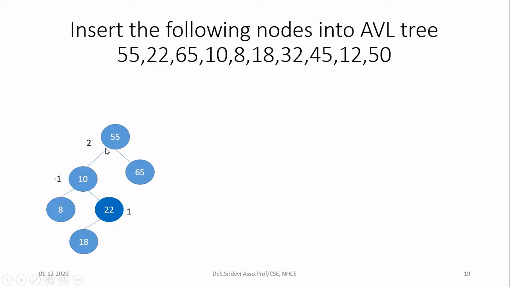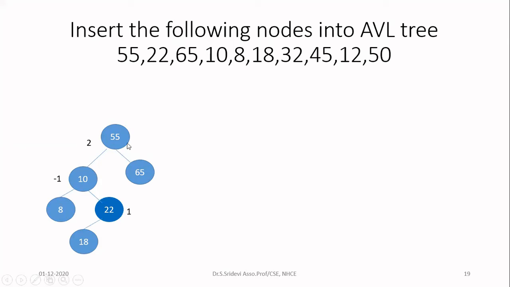Then for 55, now you can focus here. There are 2 paths in the left subtree. One path is connecting 55, 10 and 8. Another path is connecting 55, 10, 22 and 18. 2 paths are there. You have to consider the longest path height only. So height of the longest path is this one, which is having totally 3 links. In the right we have only 1. So 3 minus 1 is 2 now. So balance factor of node 55 is now 2. Then for 65, it is 0 because it is a leaf node.